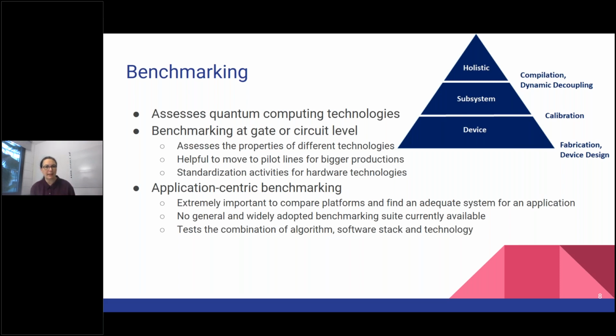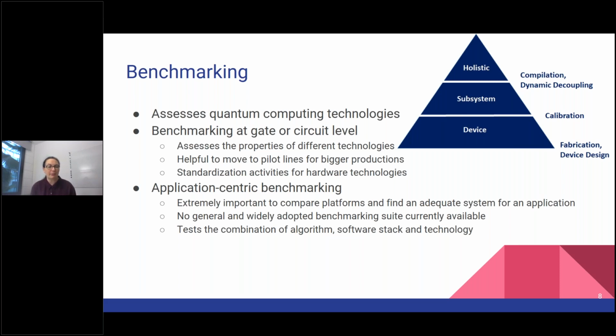Because of these different levels, you always assess something different, like the properties of the technologies on device level, which is helpful to move to pilot lines for bigger productions, and also would be helpful for standardization activities for hardware technologies. When you go to this holistic level, and you even go to application-centric benchmarking, what you can gain here is that you can compare different platforms. And for example, because they have quite different characteristics, you might find an adequate system for a certain application. That would be very helpful. We are not there yet, but it would be very helpful.